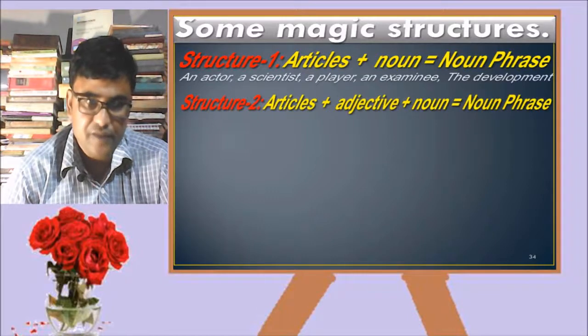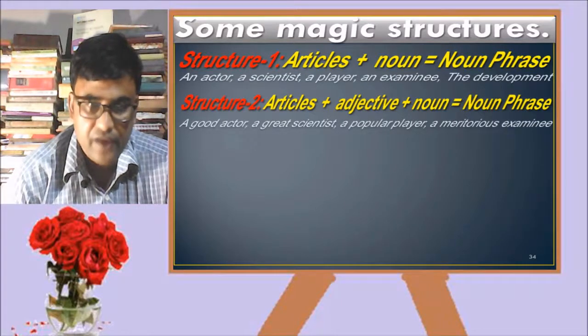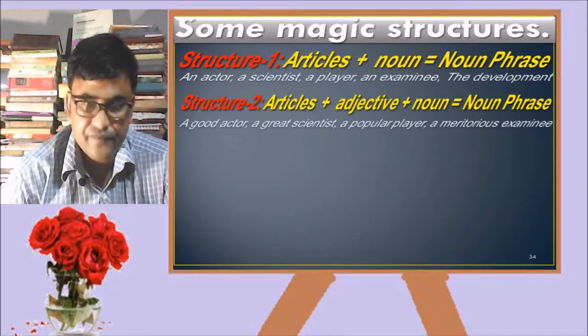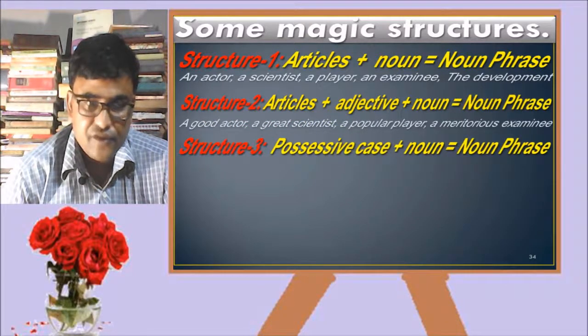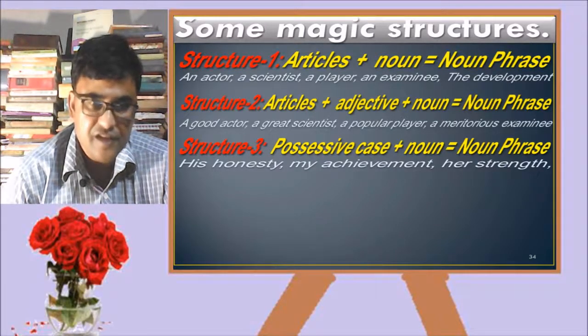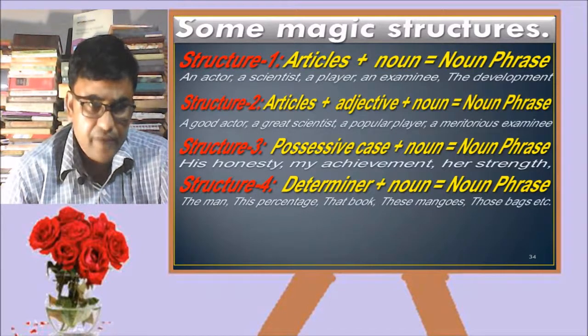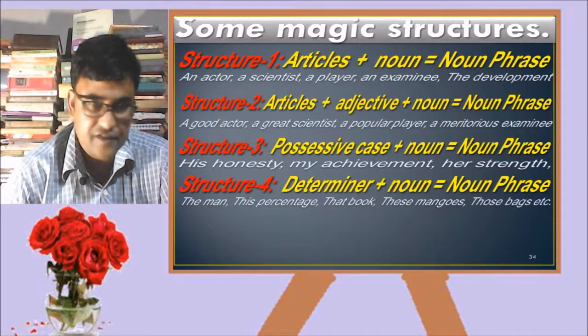Structure 2. Article plus adjective plus noun equal noun phrase. For example, a good actor, a great scientist, a popular player, a meritorious examinee. Structure 3. Possessive case plus noun equal noun phrase. Like, his honesty, my achievement, her strength, like this. Do you understand? Structure 4. Determiner plus noun equal noun phrase. The man, this percentage, that book, these mangoes, those bags, etc. Okay?